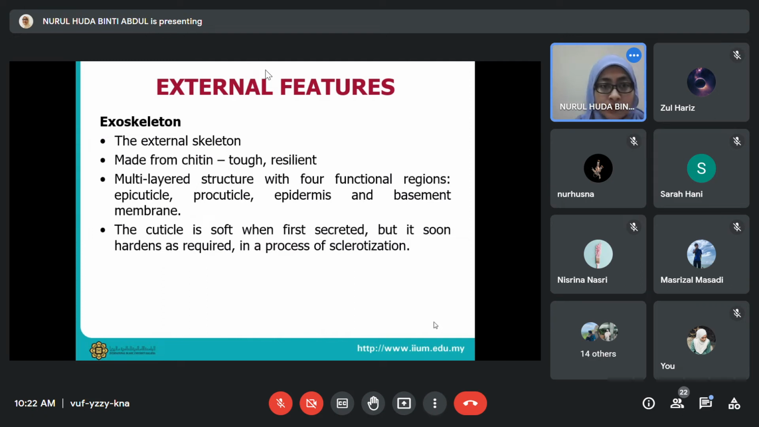Your nail, okay, kuku kan. But it's almost very thin and a bit softer lah daripada kamu punya kuku. But the characteristic is almost similar.